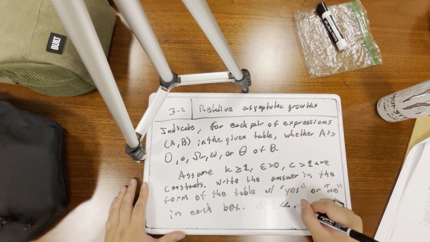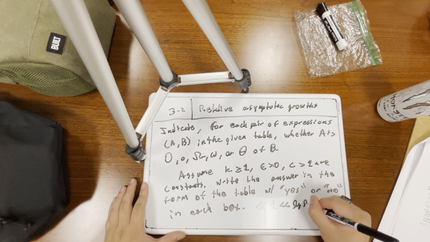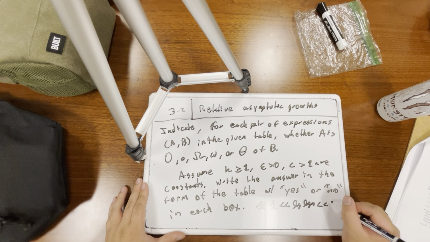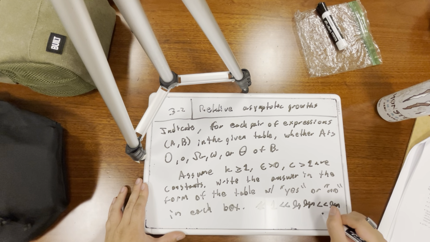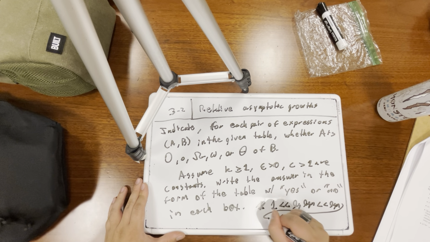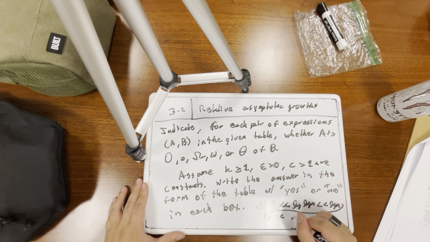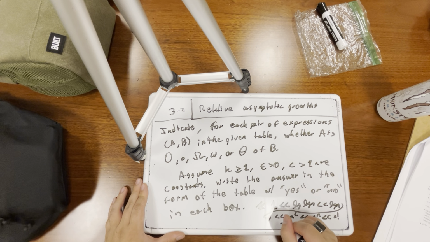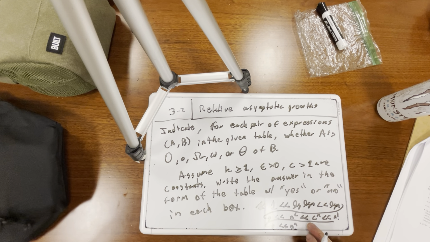One is vastly less than log of n, which itself is vastly less than log of n, which is vastly less than n to the c, which is vastly less than c to the n, which is vastly less than n factorial, which is vastly less than n to the n. So that's the hierarchy, which is a good thing to really remember, by the way.